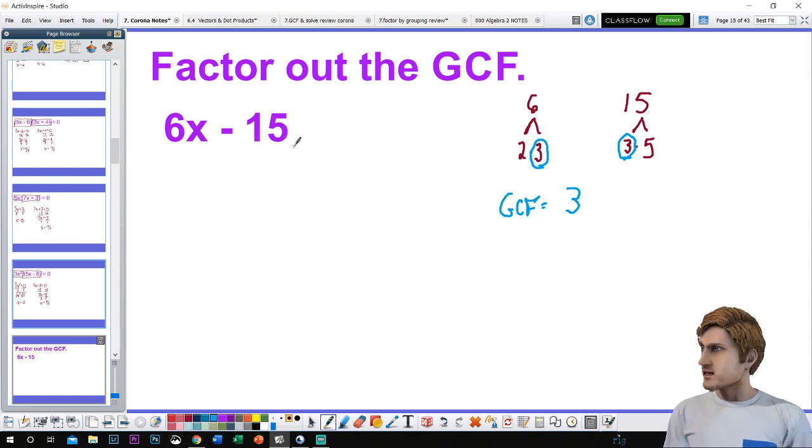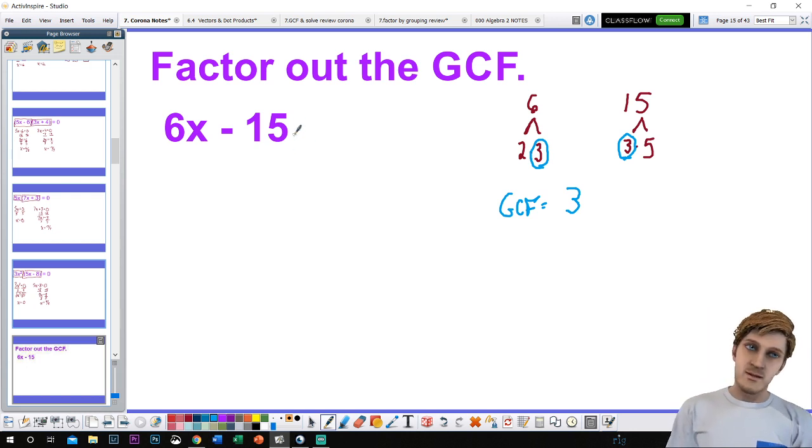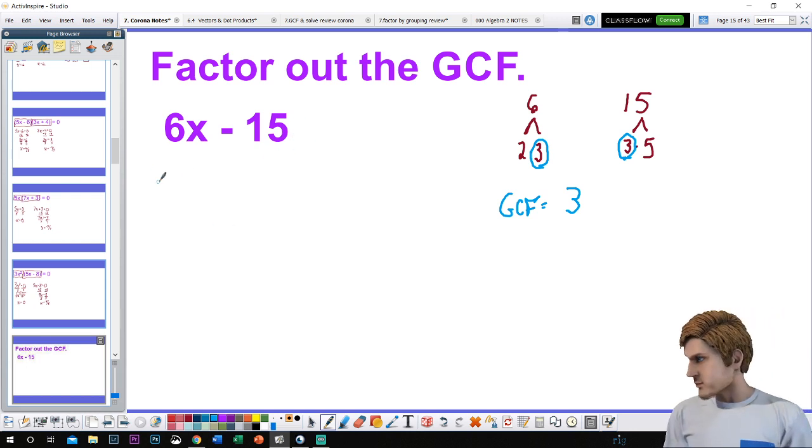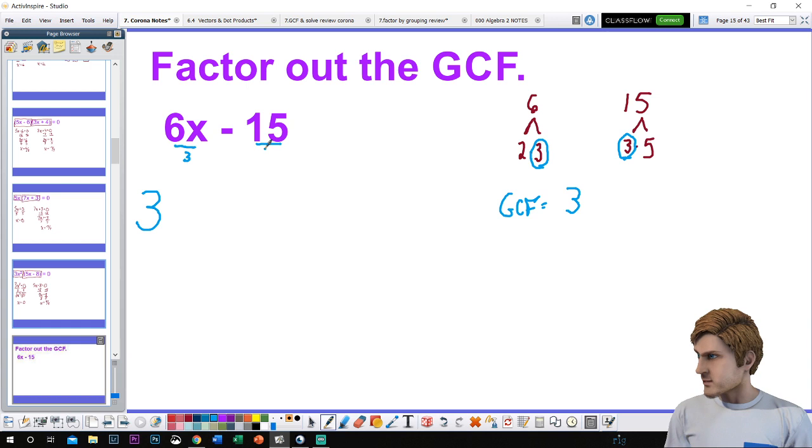Do they have any letters in common? No, because 15 does not have any letters. So our GCF is 3. So what I do is I'm going to take each of these and divide them by 3, factor out that 3 to the outside right here.